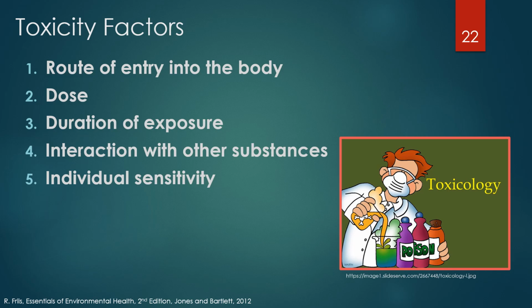The toxicity of a substance is dependent on 5 factors: route of entry into the body, dose, duration of exposure, interaction with other substances, and individual sensitivity. We've already briefly discussed dose, but we'll now consider route of entry, duration of exposure, substance interactions, and individual sensitivity.